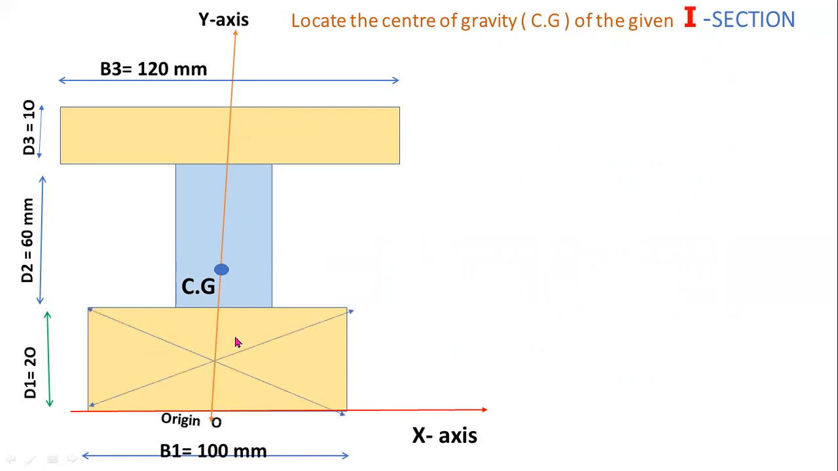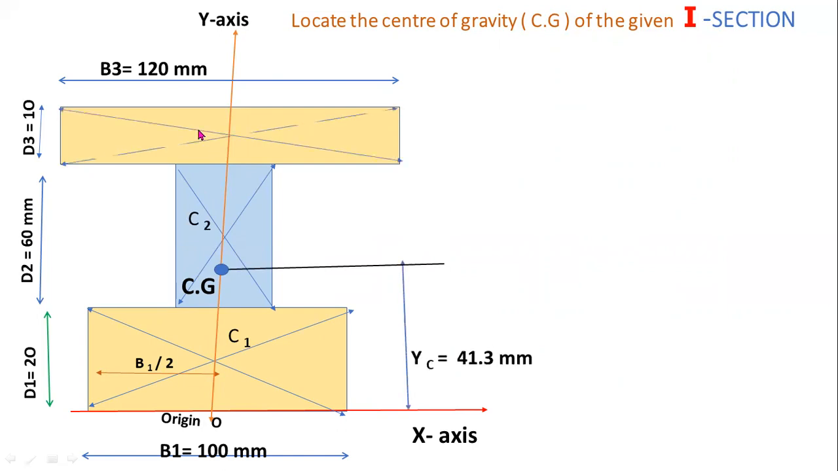Here this intersecting point is the centroid of the bottom rectangle, C1, and this intersecting point is the centroid of the web, that is C2. C3 is the centroid of the top flange. C1, C2, C3 are the individual centroids, whereas CG is the centroid or center of gravity of the entire I section.